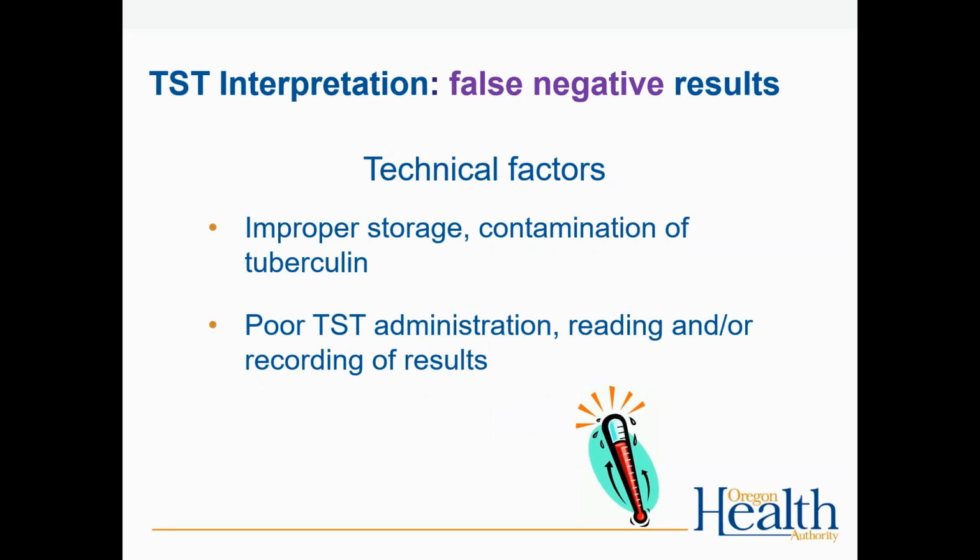Some of the discordance there, or just some of the false negatives and false positives, have to do with contamination of the tuberculin, or batch to batch variation, improper storage. And certainly how it's placed. Was it placed too deep in the arm, for example? And then the reading, which can be quite variable depending on who's reading it. So all these factors come into play with interpreting the skin test.